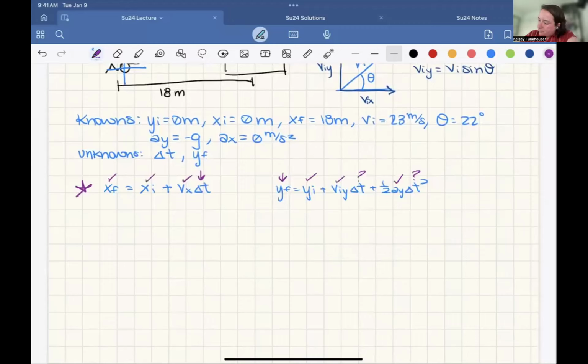So let's take this x equation. x final equals x initial plus velocity in x times the time interval. And we want to find the time interval. So first thing is the initial position is 0.